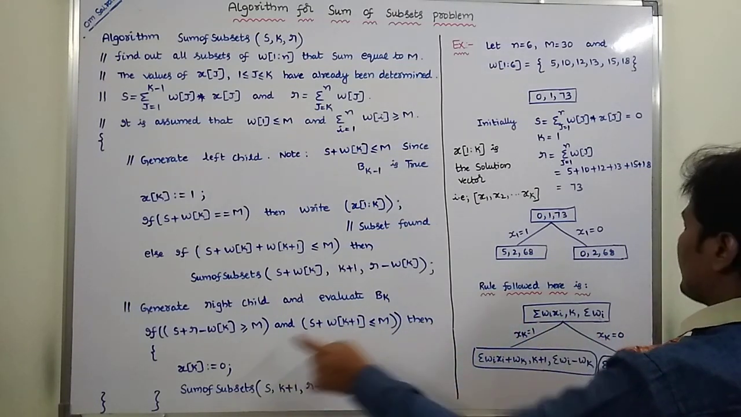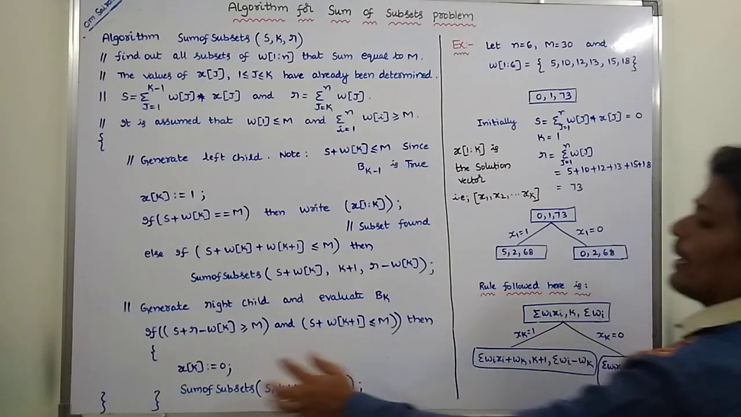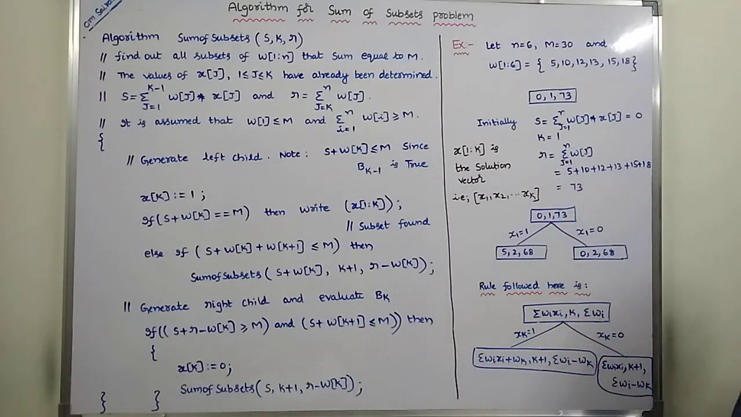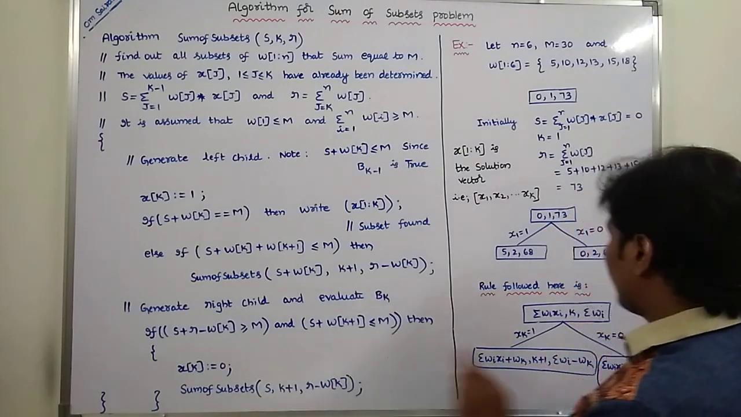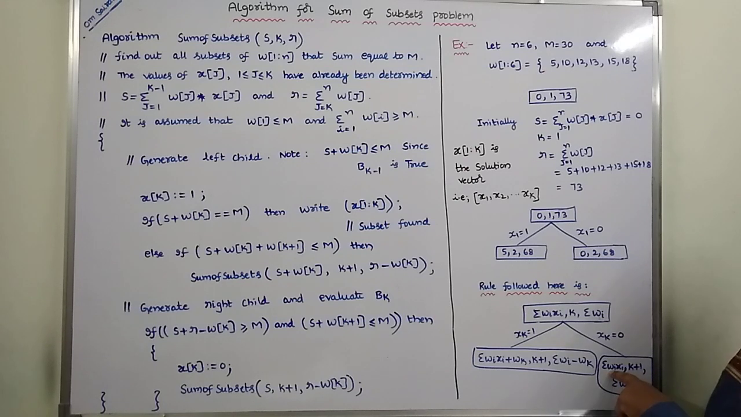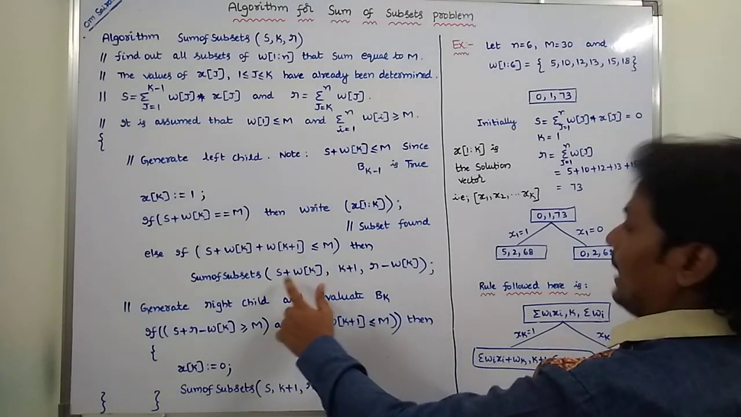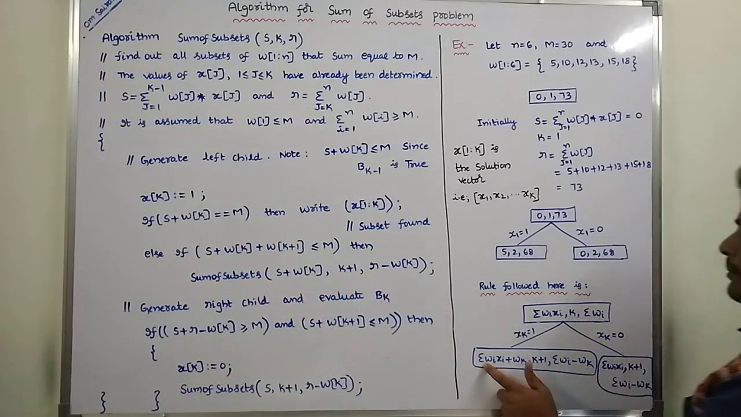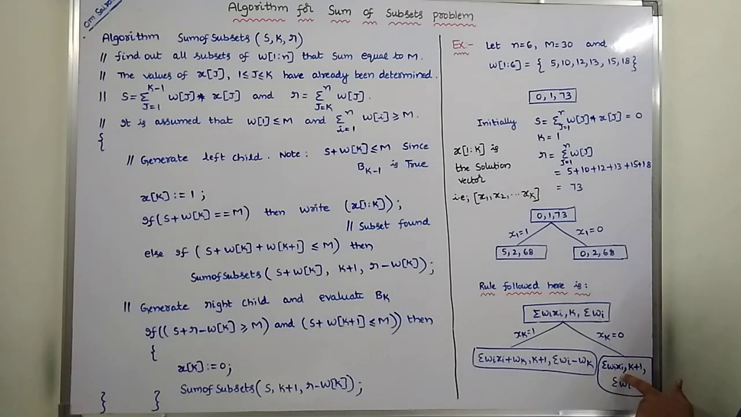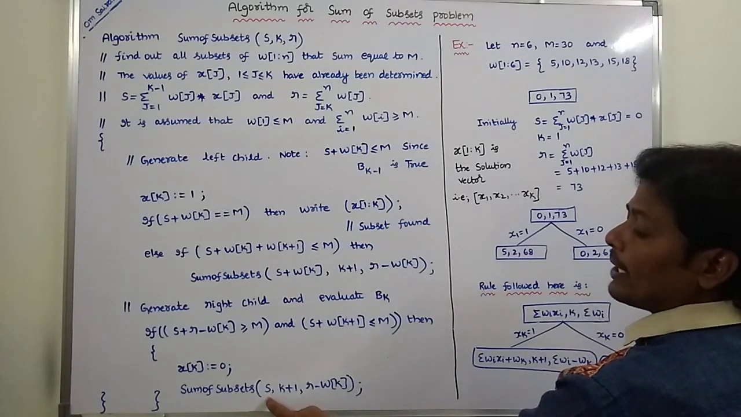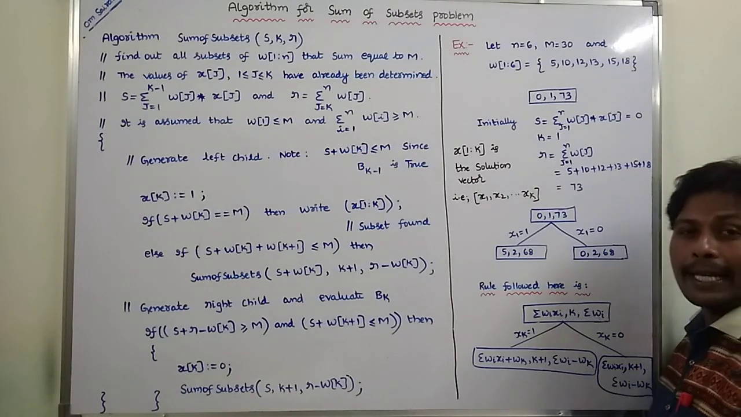So now this is the right child. Whenever we are going to the right child, x suffix k is equal to 0. So in the sum of subsets, for the S value we do not consider the addition of the weight of the kth object. Here sigma w i x i plus w k is for the left child, S plus W of k. For the right child, there is no addition of W suffix k.